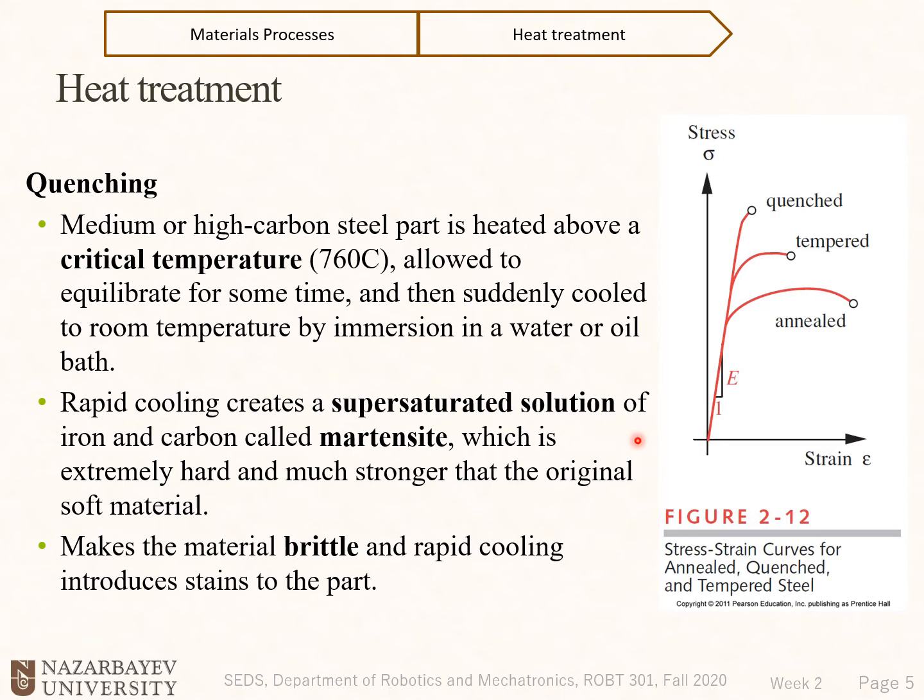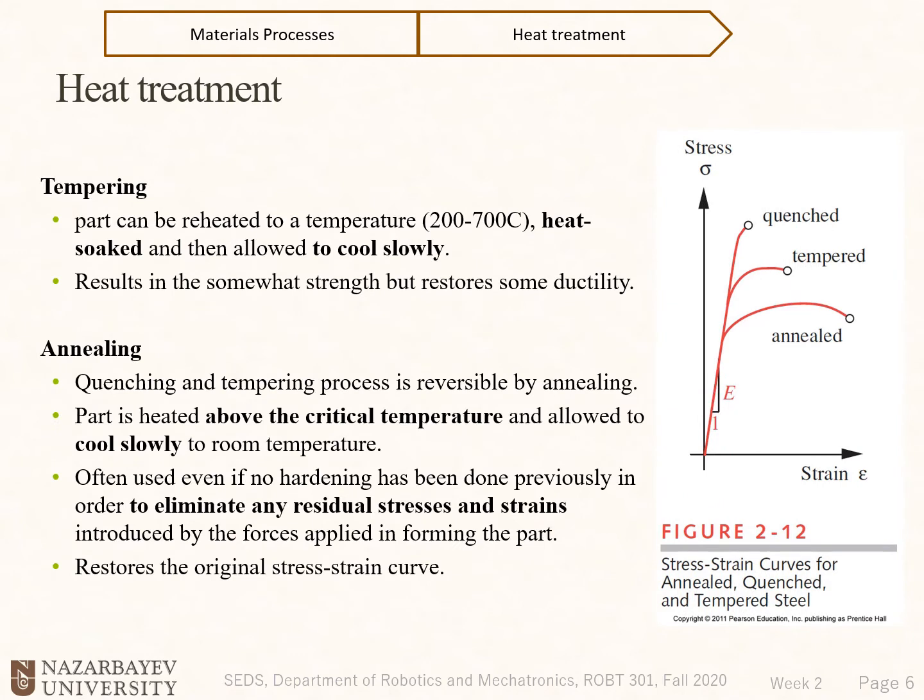Okay, now we are going to move to two other processes of heat treatment, annealing and tempering. Tempering: the part can be reheated to a temperature of 200 to 700 degrees Celsius. Okay, not necessarily above the critical temperature, but we could go beyond that critical temperature as well. Then it is heat soaked and then allowed to cool slowly.